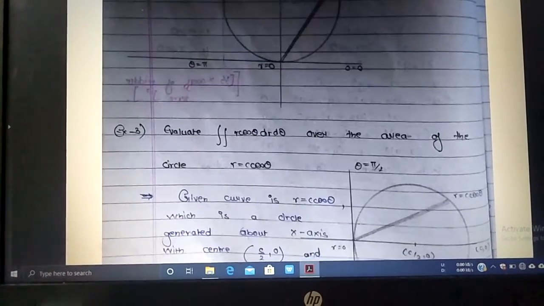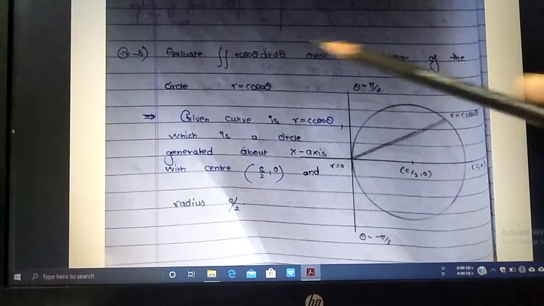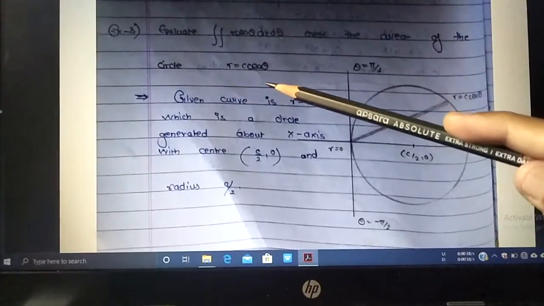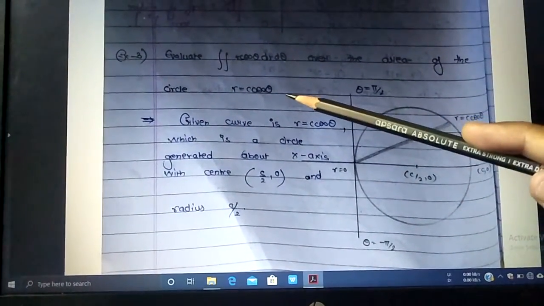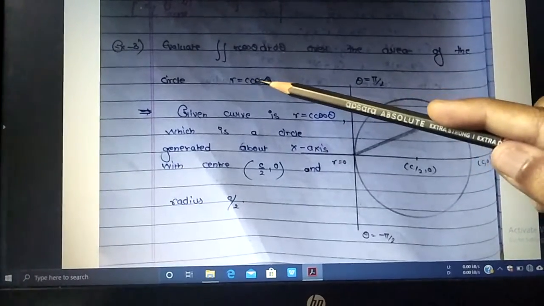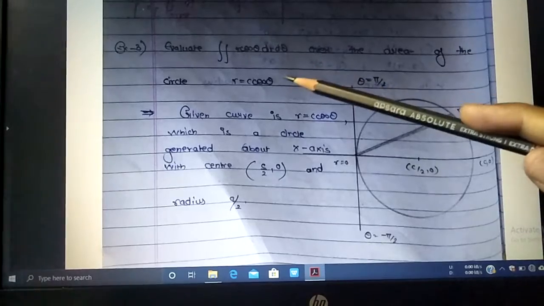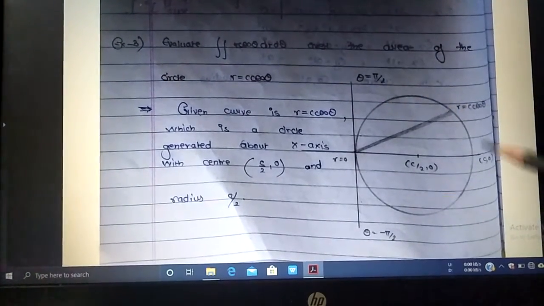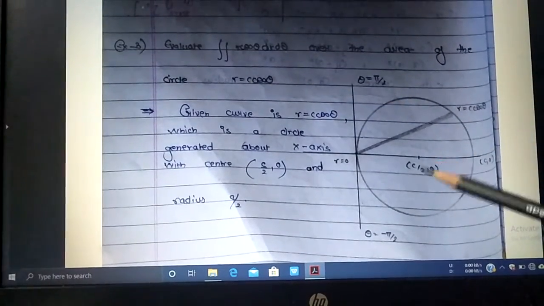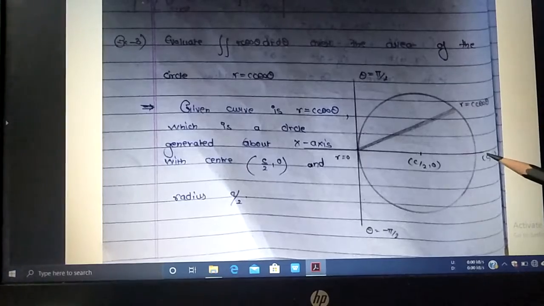I am illustrating this with one example. First is evaluate the double integral of r cos theta dr d theta over the area of the circle r equal to c cos theta. If you see here, the equation of the curve is in terms of cos, so it will represent a circle symmetric about x-axis, having center at (c by 2, 0) and diameter c.